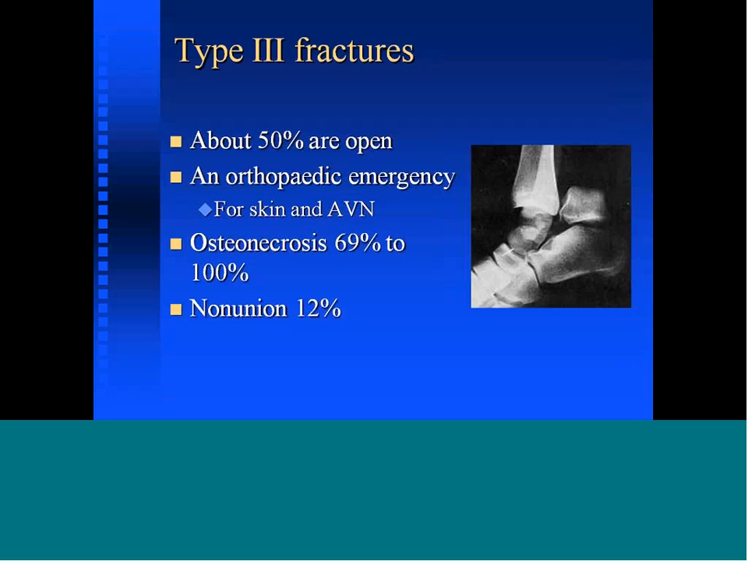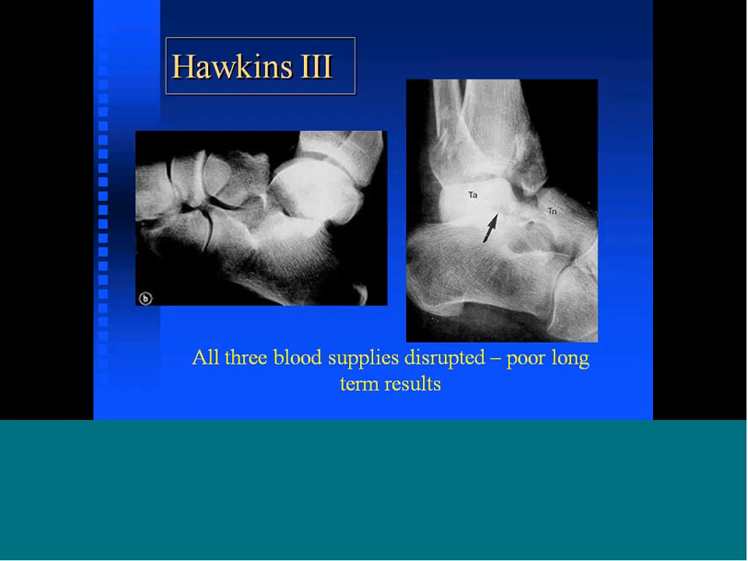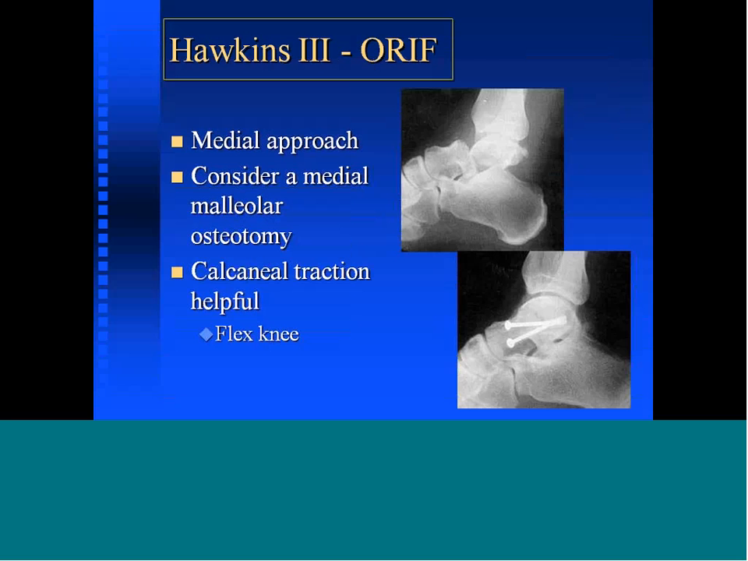There is a significant osteonecrosis rate, as you suspect, with these fractures, about a 69 to 100% reported rate with a 12% non-union rate. Now, obviously, the problem with these fractures is all three blood supplies are disrupted, therefore making for very poor long-term results. We talked about the four arteries from three blood supplies that provide viability to the talus, and unfortunately, with this severe dislocation of the posterior talus, these are disrupted in one manner or another.